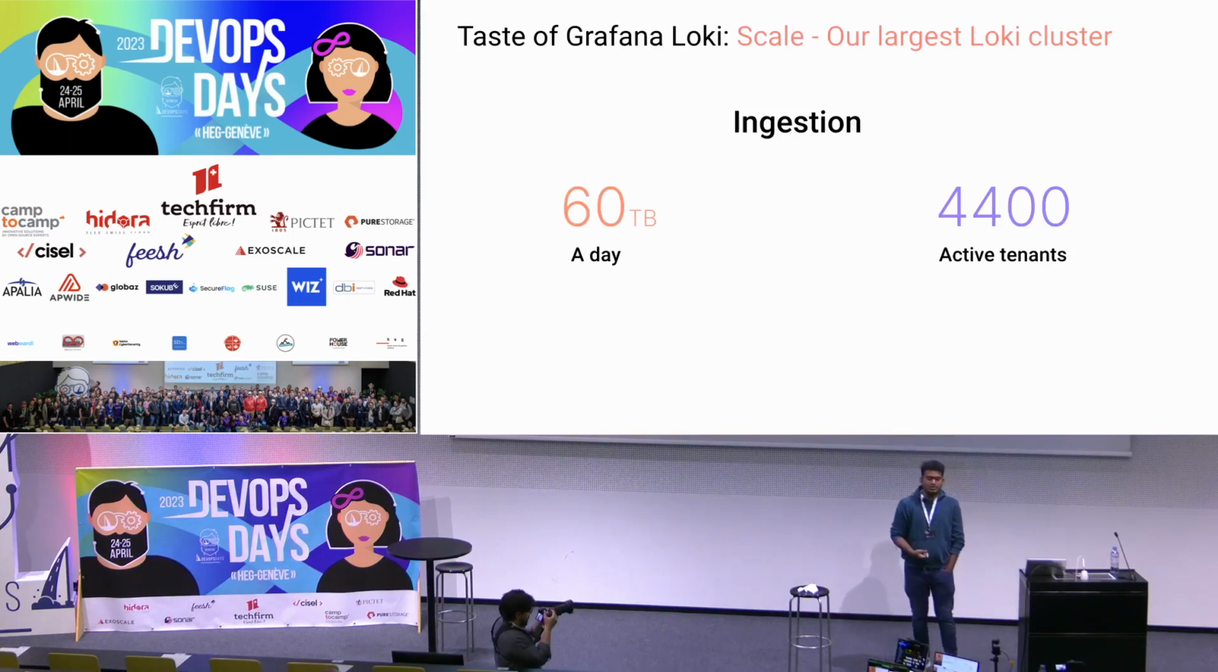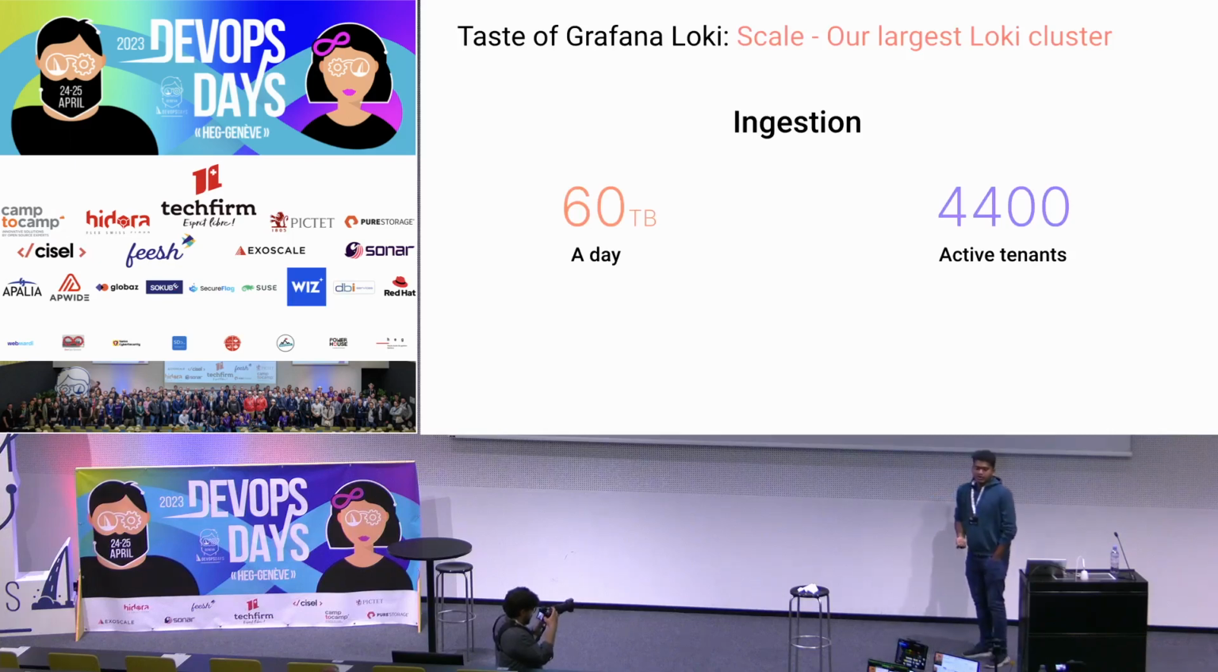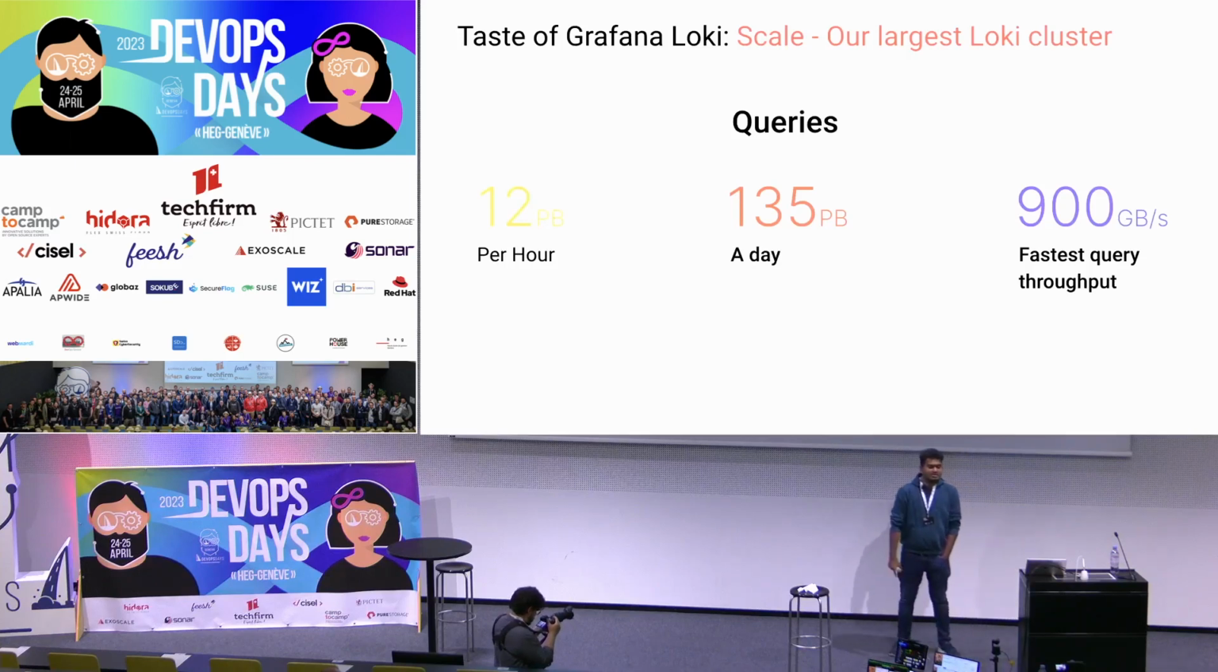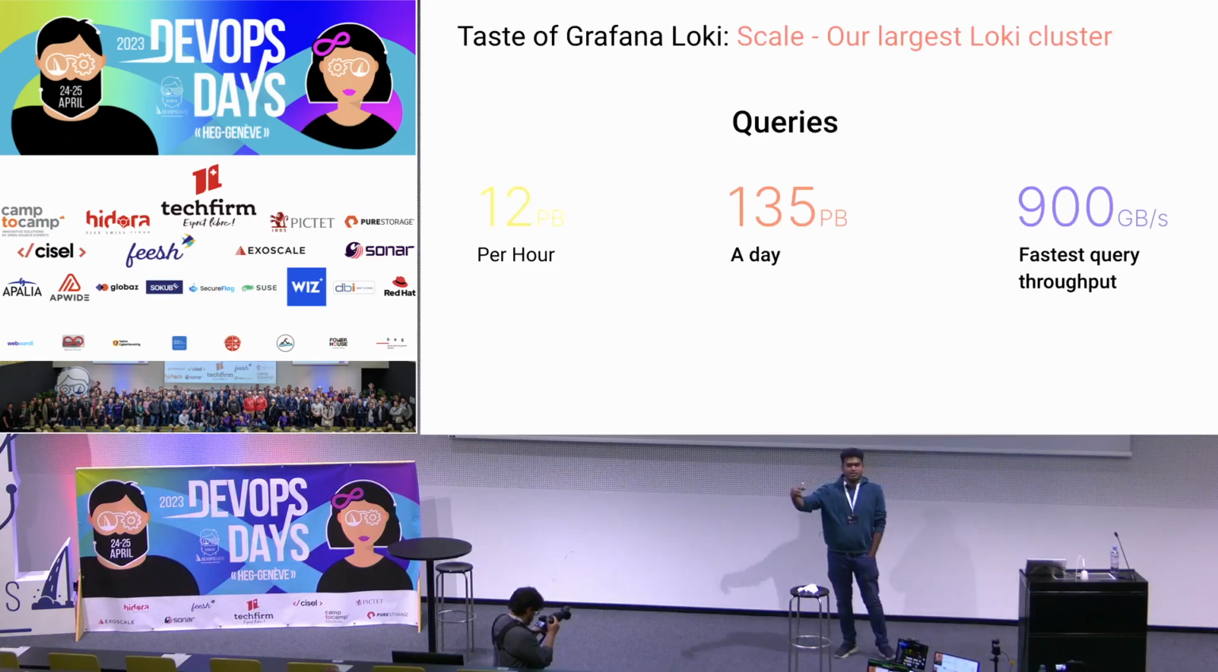This is one from the largest cluster, which is serving around 4,000 active tenants and ingesting 16 terabytes of data per day. On the query side, it's even more interesting. We have recently reached a throughput of almost 1 terabyte a second. The queries have been processing 12 petabytes per hour, and it's 135 petabytes per day. So that's the kind of scale we're talking about. Just to give you a mental model, when I say Loki is built for scale, this is the scale we're talking about.